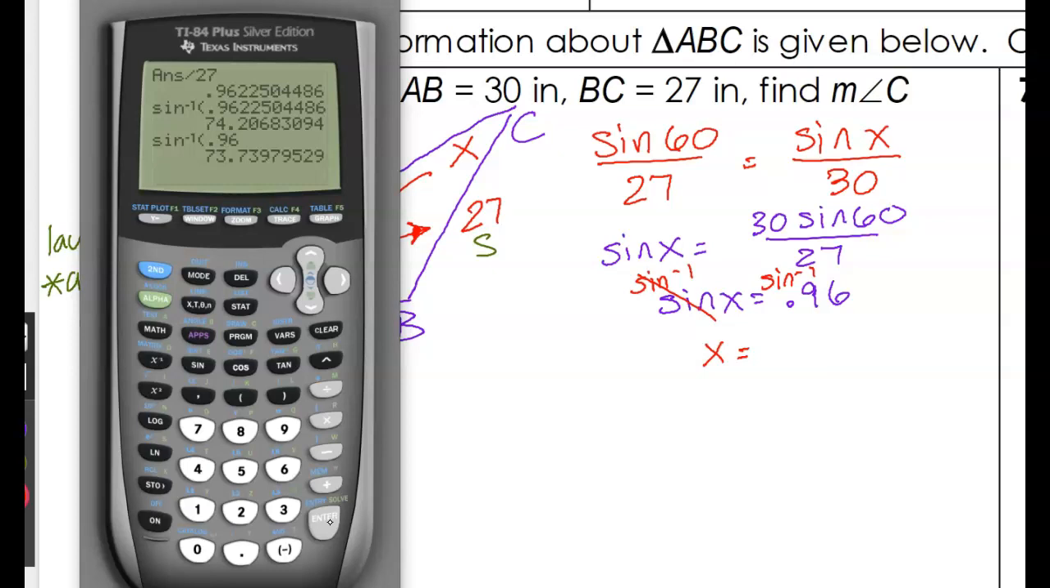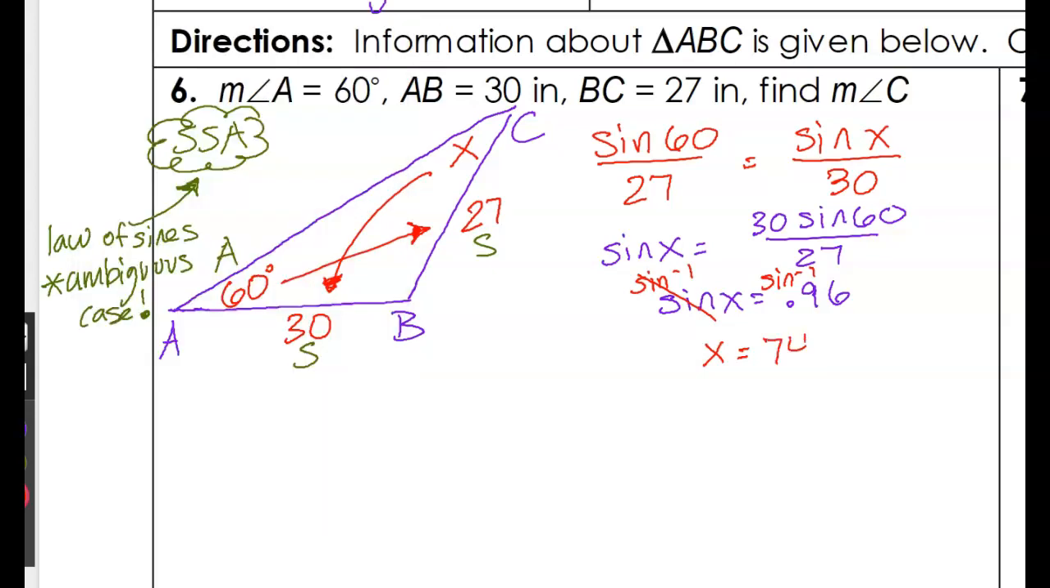Okay, so 74.21 is our answer. And it's an angle, so you put degrees. Oh, and this is technically not x. This is technically the measure of angle C.